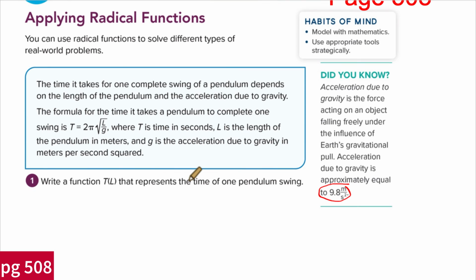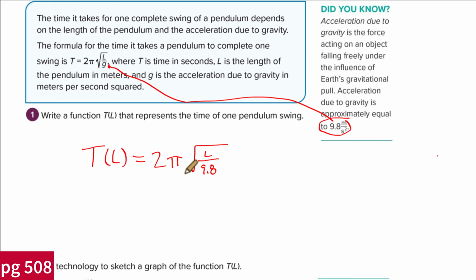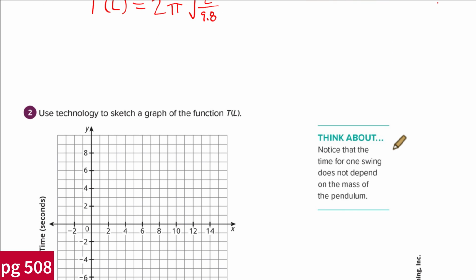All right. Write a function T of L that represents the time of one pendulum swing. Really, all they want here is for us to look at that g, the acceleration due to gravity. We can plug in that 9.8 for g. That's what they want us to do. Then we come up with this equation: 2 pi times the square root of L over 9.8. We notice there's a square root involved, so this is a radical equation. Now they want us to use technology to sketch a graph.